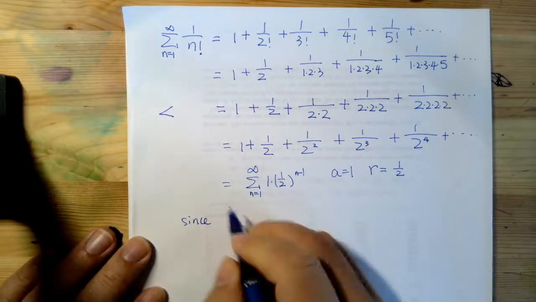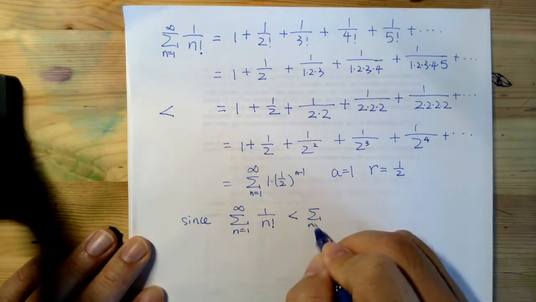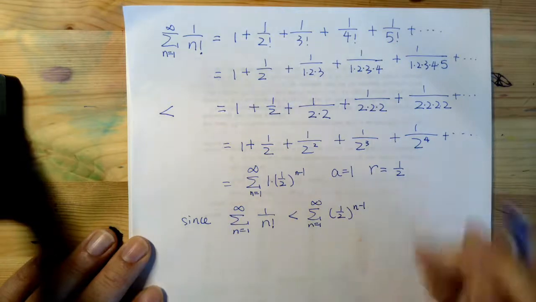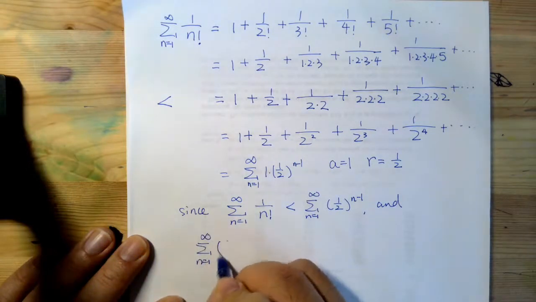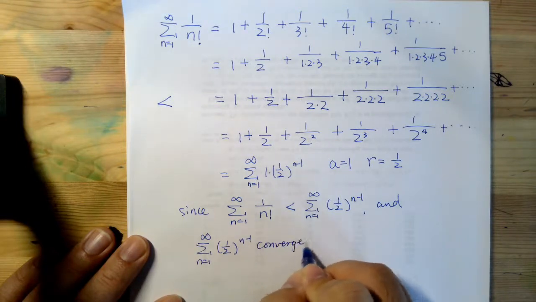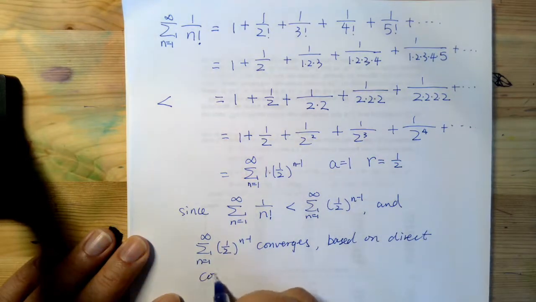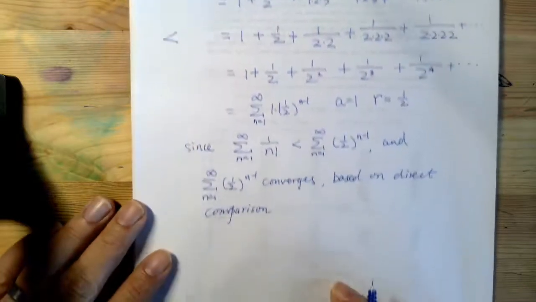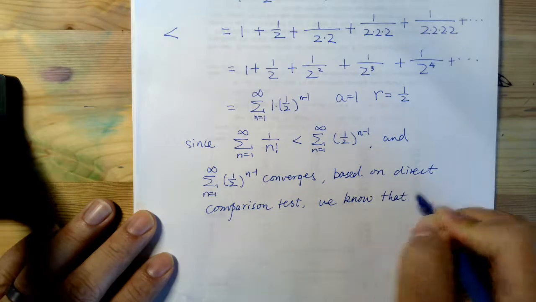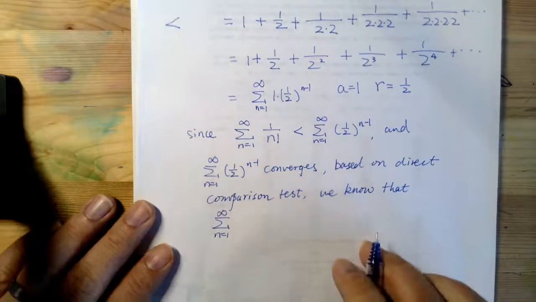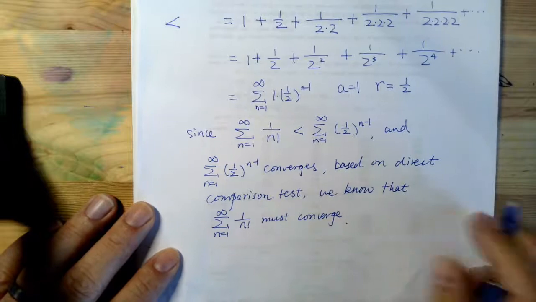Okay, so since our series is less than this geometric series, and I know that my geometric series converges, based on the direct comparison test, we know that the series 1 over n factorial must converge. Okay, so that finished the problem.